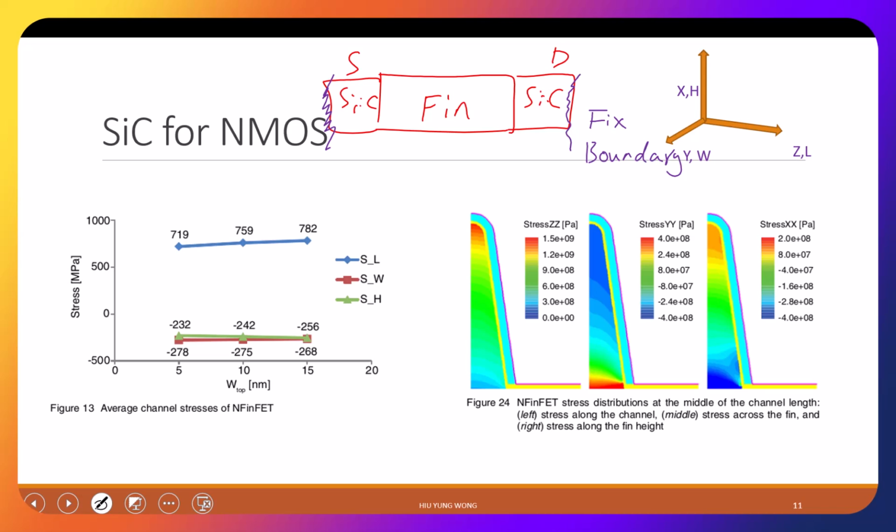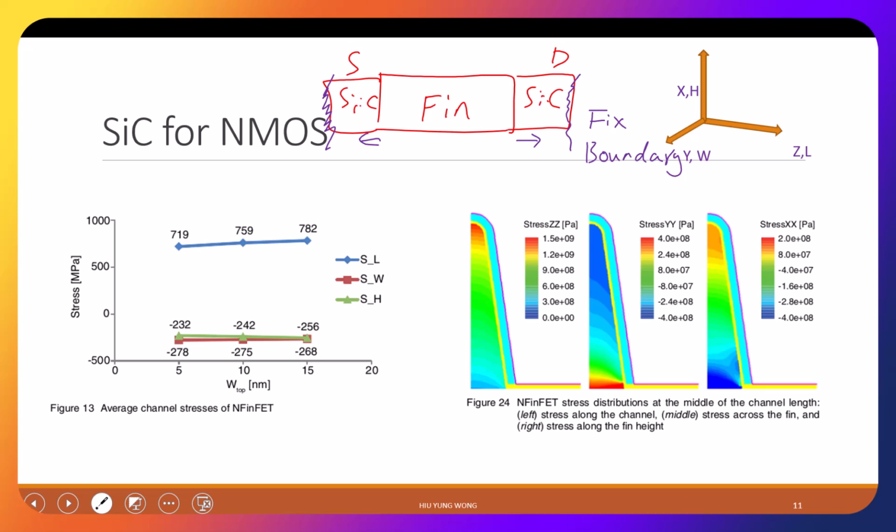Then I have so many small atoms, it will try to contract to this side. Then as a result, you apply the tensile stress to the channel. And that's what you see here. You have about 7 megapascal of tensile stress. Yeah. So how is carbon implanted here?